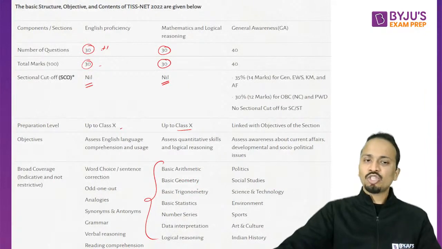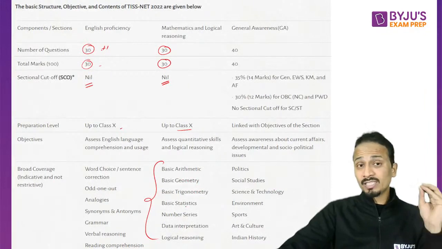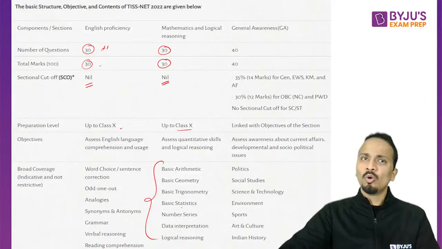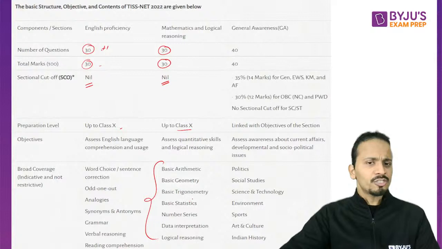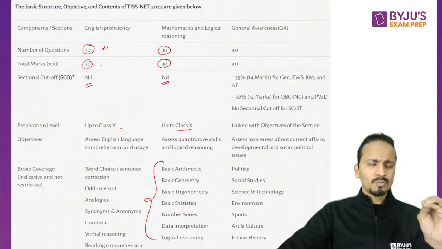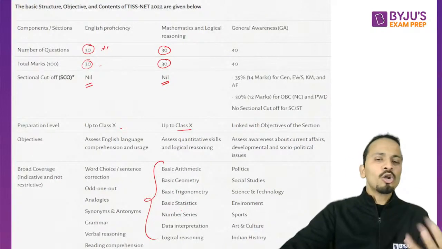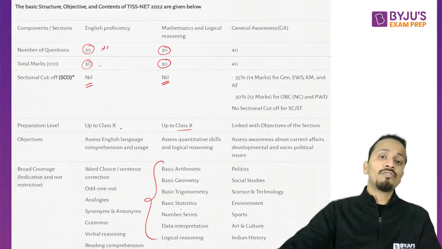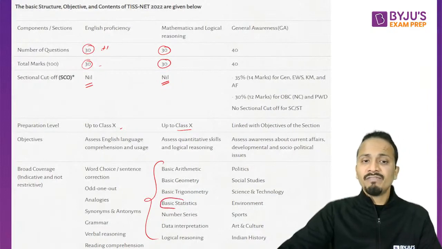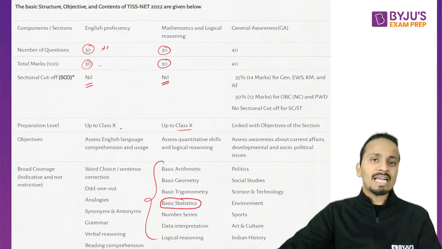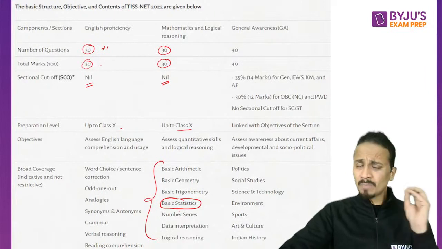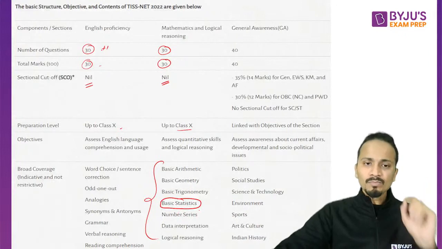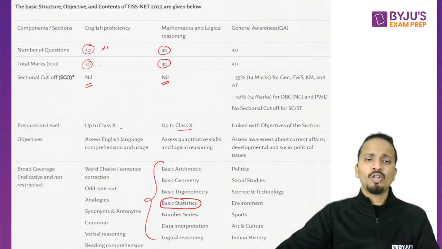These are the areas which will be tested. So basic arithmetic, geometry, trigonometry, statistics. So yes, from statistics we have seen questions on mean, median, mode, standard deviation, variance. So these types of questions have appeared. Okay, so you can expect 1 or 2, maximum 2 questions from statistics, which was not a part of the CAT examination. So yes, we have never seen questions coming from statistics in the CAT examination, but yes, statistics will be tested in the TISSNET examination.